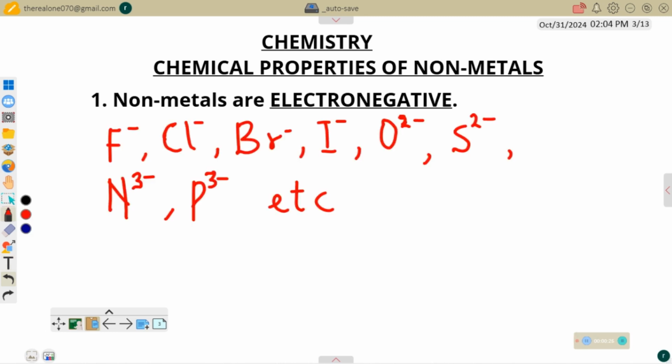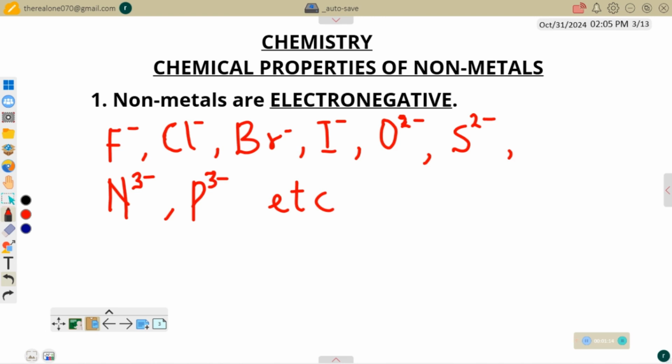Examples are the following. So these are examples of electronegative ions, which are non-metals. So these are the ions of non-metals. This is fluorine ion, which is F minus, and this is chlorine ion, which is Cl minus, bromine ion, iodine ion, oxygen ion, this is O2 minus, this is sulfur ion, S2 minus, and this is nitrogen ion, N3 minus, this is phosphorus ion, P3 minus, and so on. And generally, electronegative elements, that is non-metals, are usually used as oxidizing agents. So all of these ions that we have here, they are oxidizing agents.